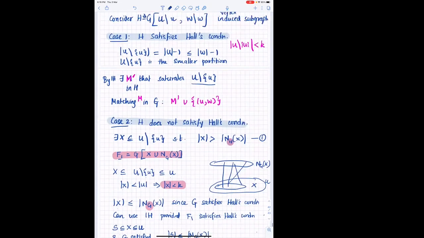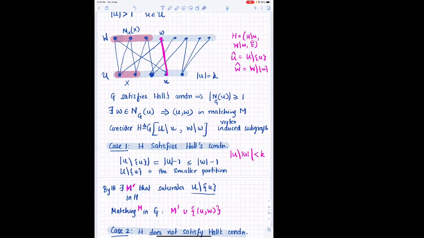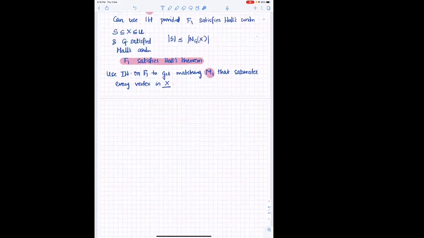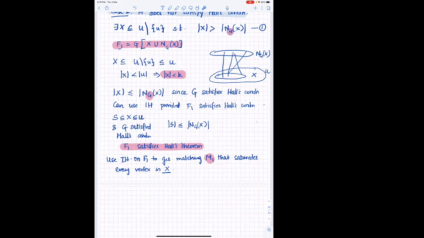Okay, so now what is left? This portion you have to match. I have matched this with the inductive hypothesis. This vertex I anyway matched. So there are some remaining things that I have to match. I have to create another graph and try to use the inductive hypothesis there.